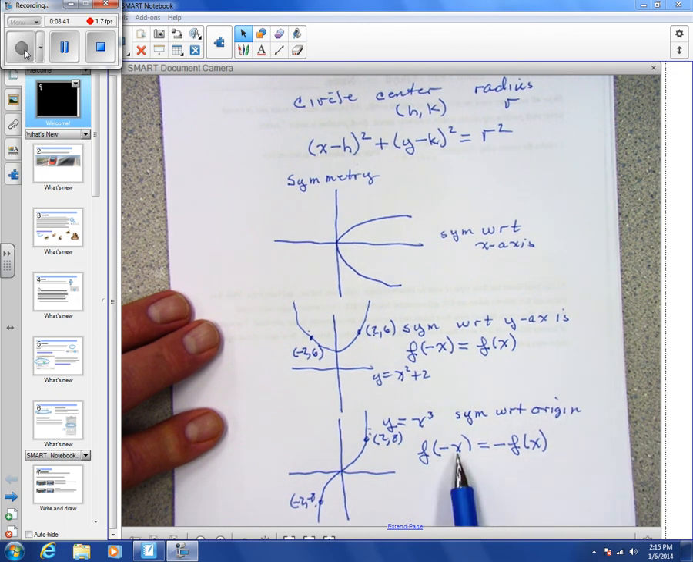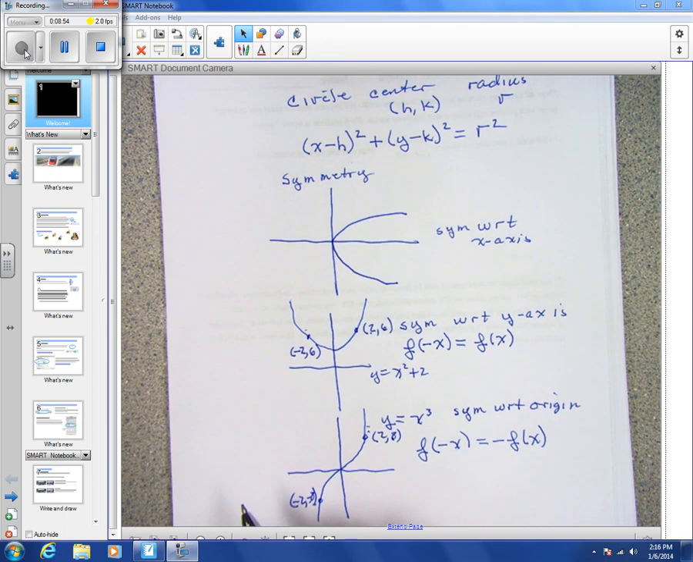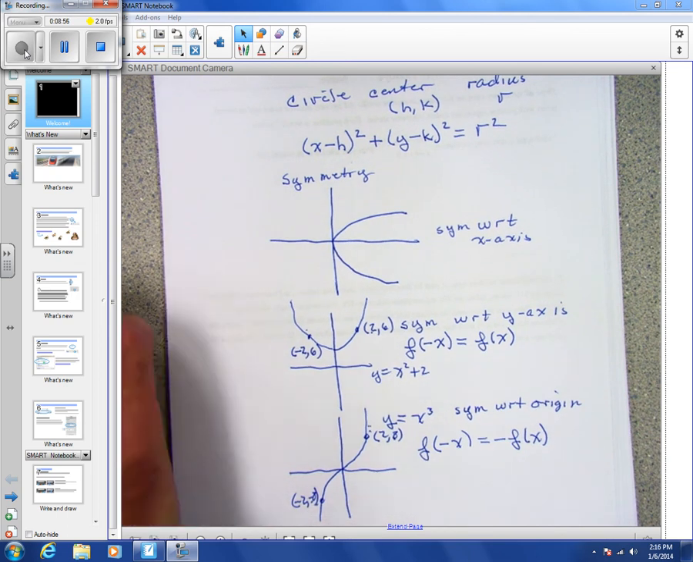Now notice, when I replace x with negative x, when I replace 2 with negative 2, I get the negative of my original y value. 8 and negative 8, they're opposites. Okay? And that's pretty much the formulas out of Unit 1.1.